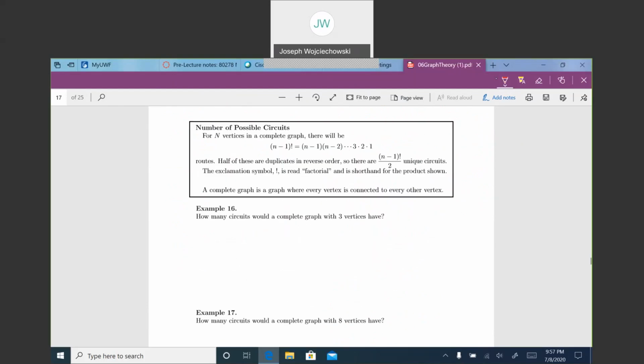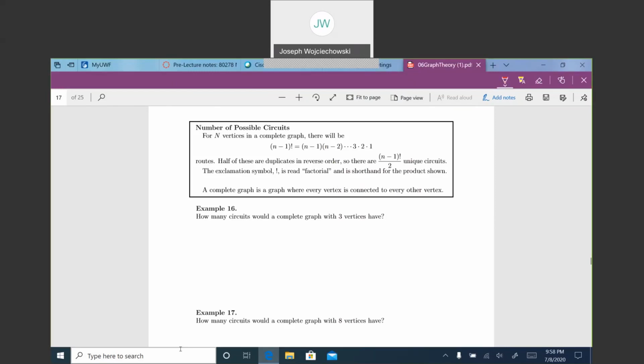For n vertices in the complete graph, there will be (n minus 1) factorial, which is (n minus 1) times (n minus 2), all the way down to 3 times 2 times 1 routes. Half of these are duplicates in reverse order, which is what we noticed. So there are (n minus 1) factorial over 2 unique circuits. In case you didn't know, the exclamation symbol is read as factorial and is short for the product shown.